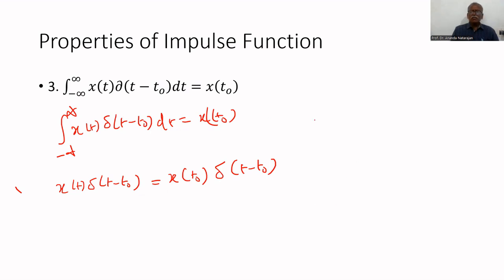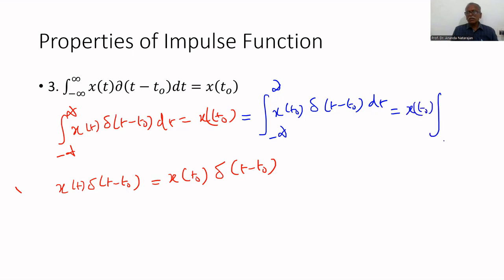this integration, by using the second property, can be written as the integral from minus infinity to plus infinity of x(t0) δ(t − t0) dt. That is also equal to x(t0) multiplied by the integral from minus infinity to plus infinity of δ(t − t0) dt. Let us assume that t − t0 equals lambda.